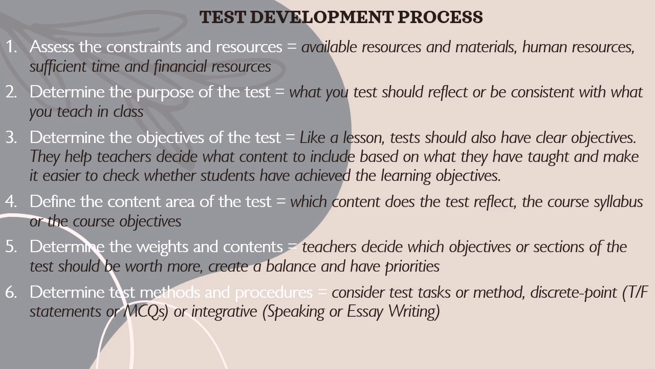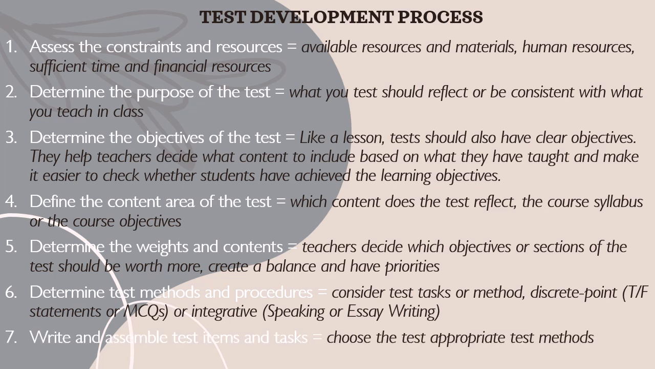But then we have step number 7, which is where you actually decide what testing items, discrete points or integrative, direct or indirect, should be used or included in your test. So ultimately, it will come down to your priorities, your objectives, and all the steps you have gone through previously until this point. And that is pretty much a summary of what we talked about last week.